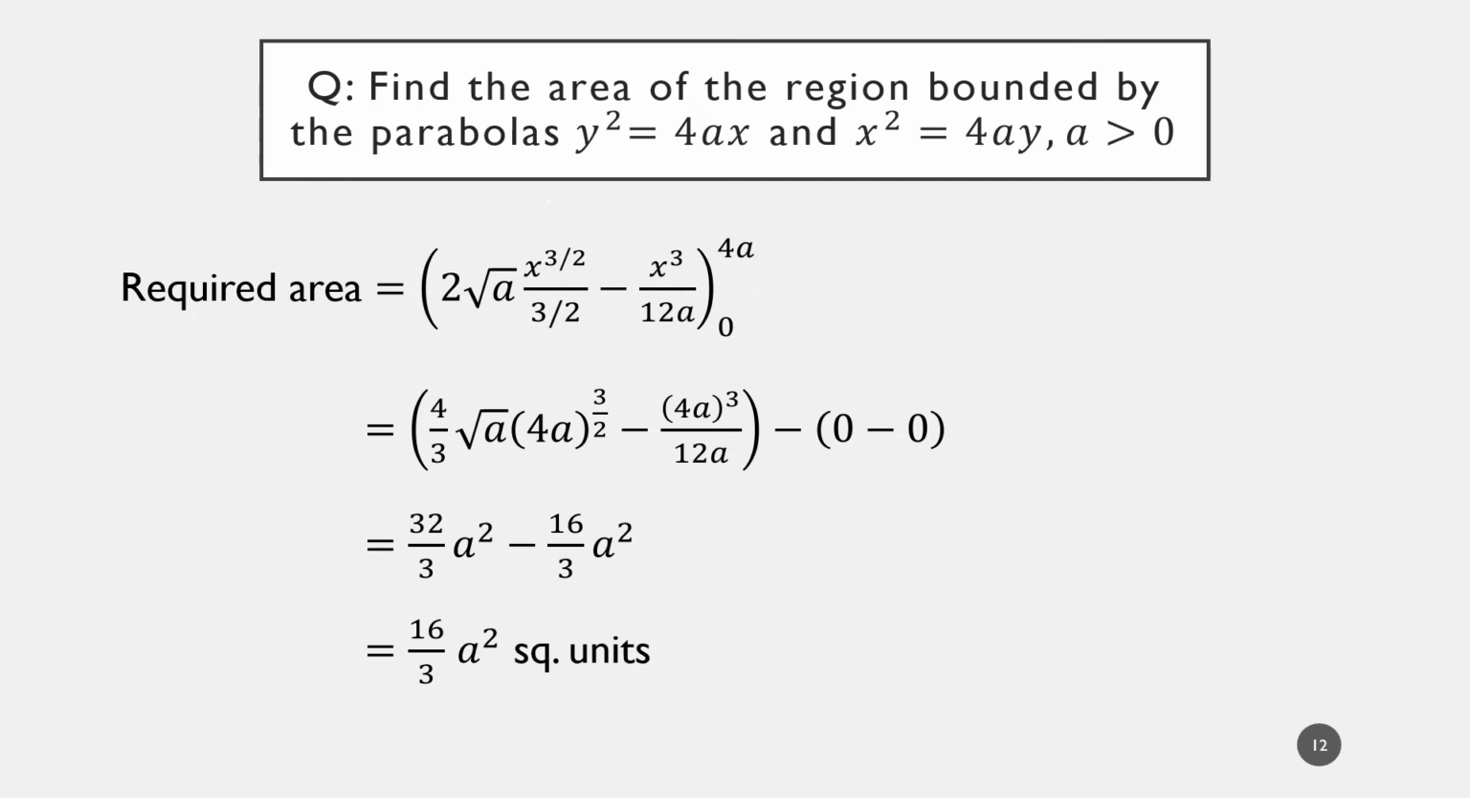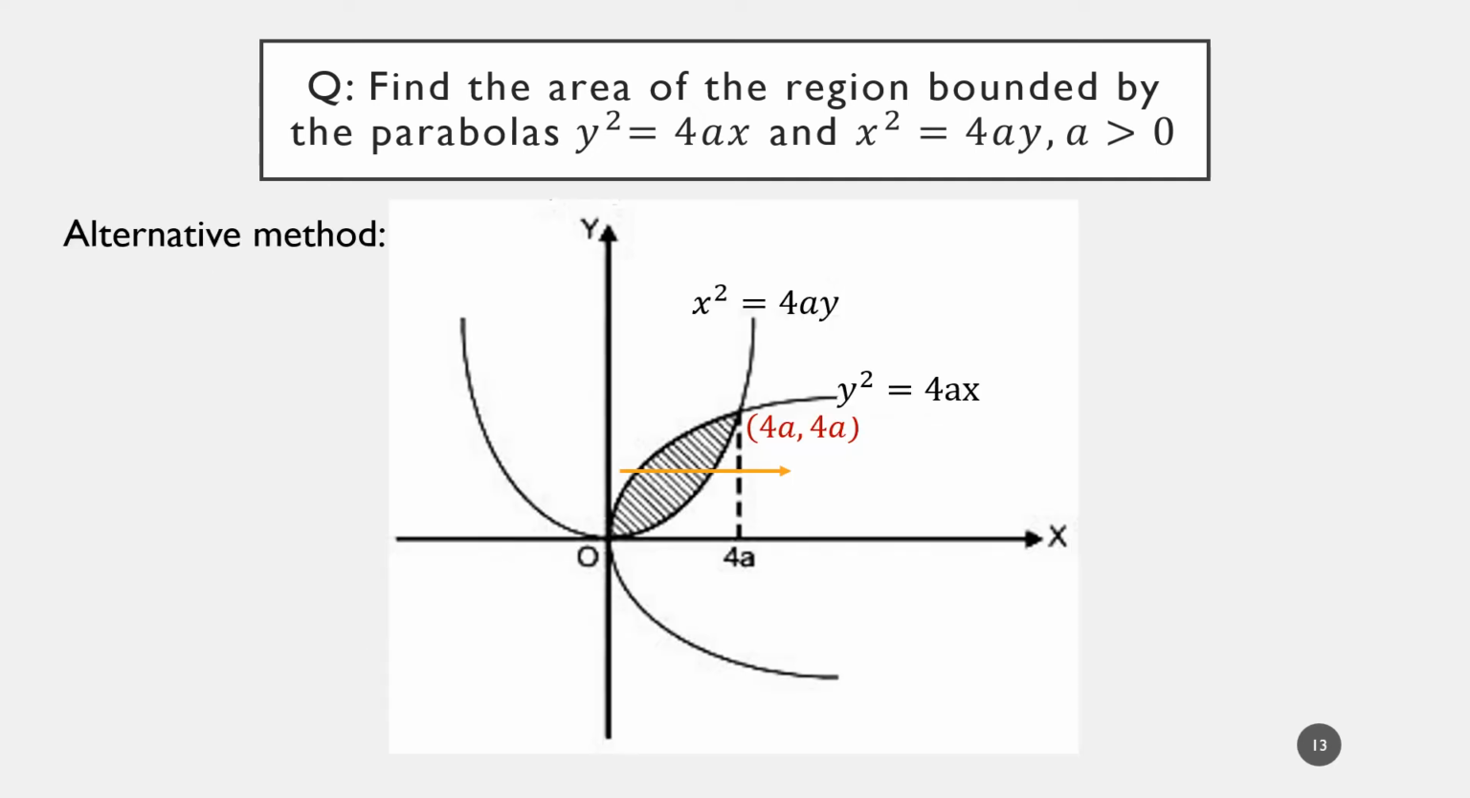Now let's see another way of solving this area. That is, if I have to write the limits of x in terms of y, for this I need to draw a line parallel to the x-axis. It will be entering now in the required region from the parabola y square equal to 4ax, and is leaving the required region from the parabola x square equal to 4ay.